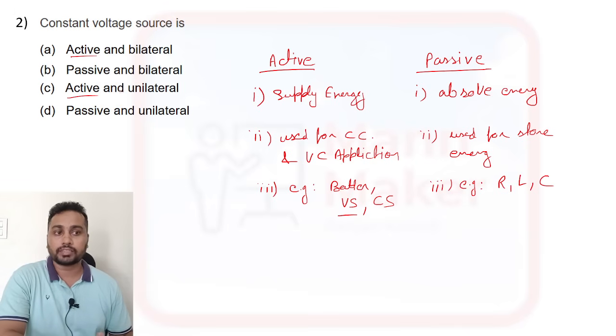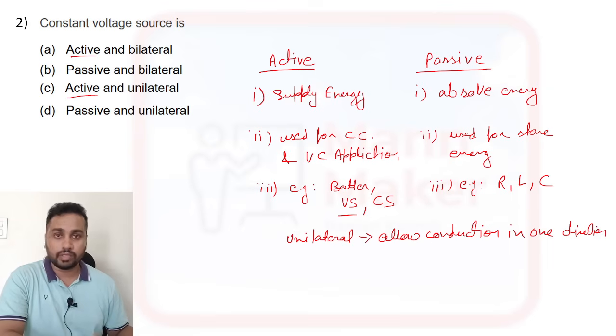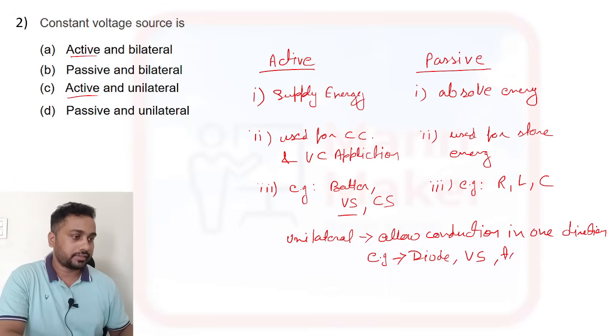Now in the options they have asked bilateral and unilateral. So what does unilateral mean? Unilateral means it will allow conduction in one direction only, like a diode, voltage source, transistor.